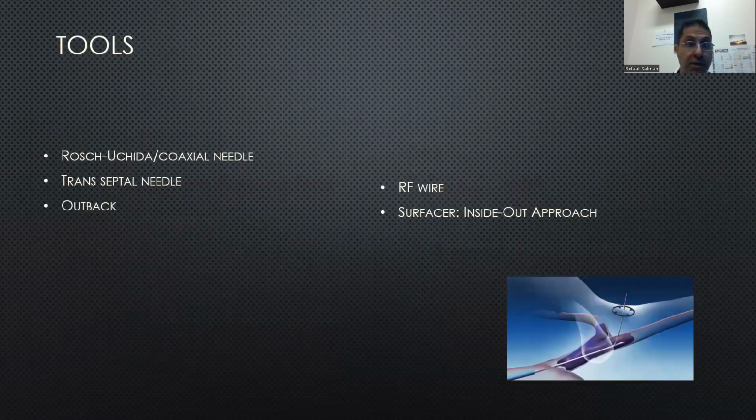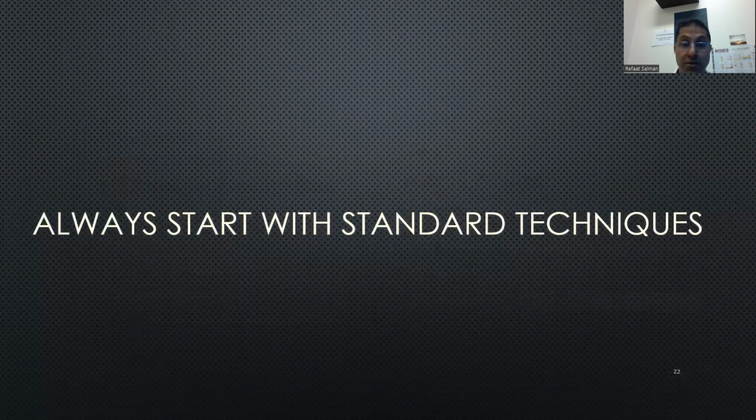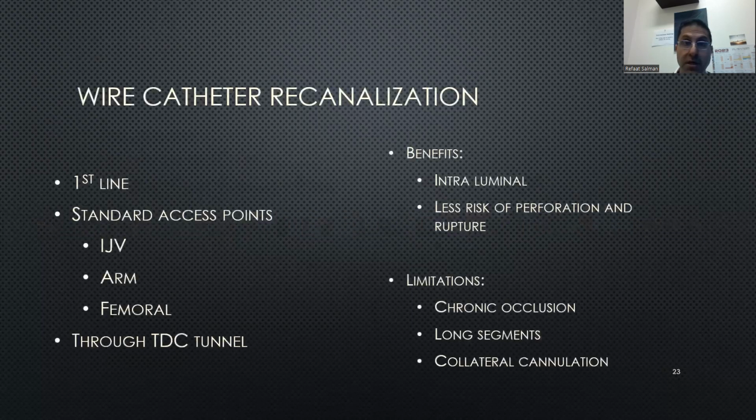Again, these are the tools I mentioned: Rosch-Uchida TIPS needle, a transseptal needle, OUTBACK, RF wire, or Surfacer from inside-out approach. Always I would start with the standard techniques, not using fancy techniques from the beginning. First line is the standard wire and catheter recanalization. Try to get an access point close to the occlusion from the internal jugular vein, from the arm, or femoral access.